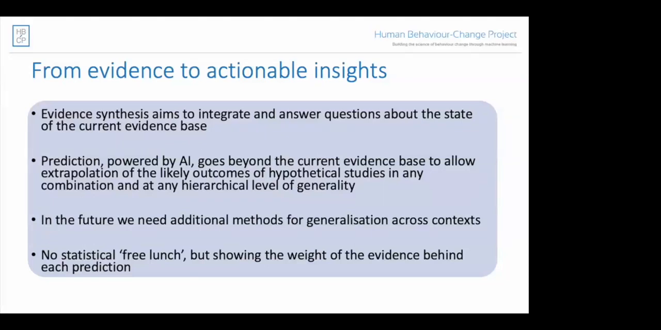And in the future, we need even more methods to allow generalization across contexts, and importantly, to show the weight of evidence behind generalization. So you can say, well, in this case, the evidence doesn't allow us to make a generalization, and we literally don't know what would work best in this situation. But in this other case, we have good evidence because of this process, which allows us to confidently generalize. So we need to be able to determine those different scenarios and produce options and tools which allow us to do these things.